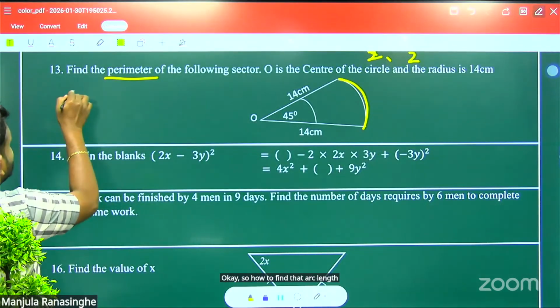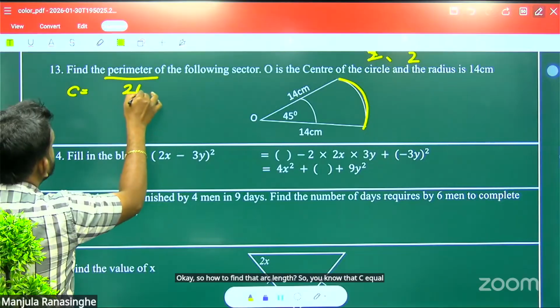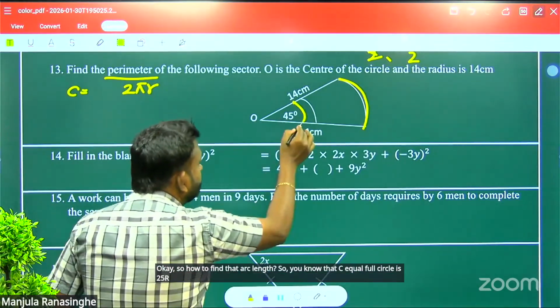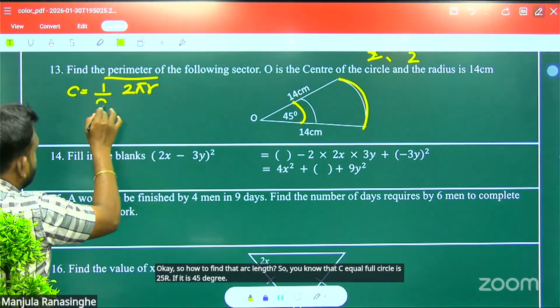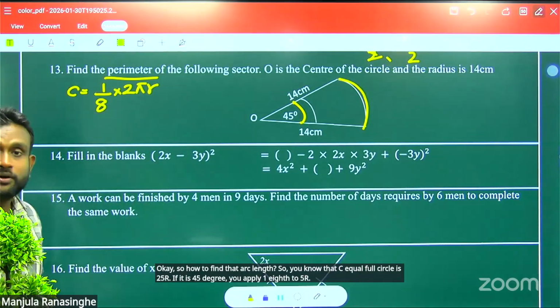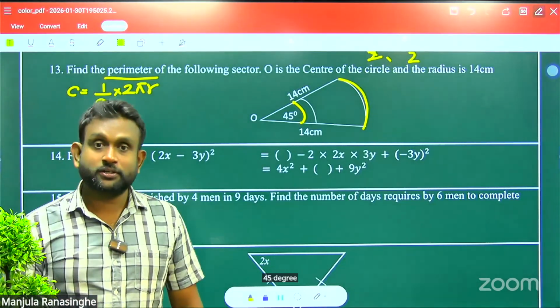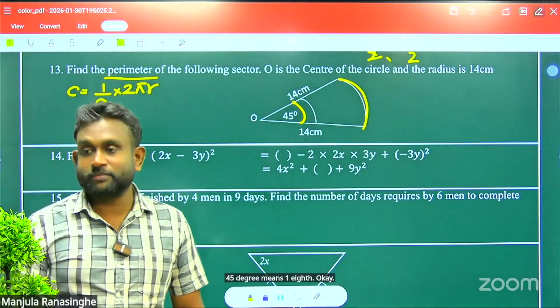So you know that the full circle is 2πr. If it is 45 degrees, you apply 1/8 of 2πr. 45 degrees means 1/8. Okay, directly remember that.